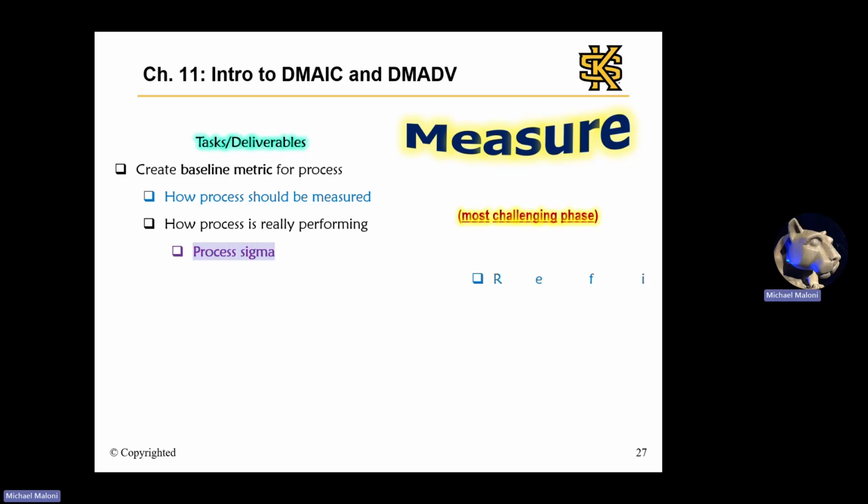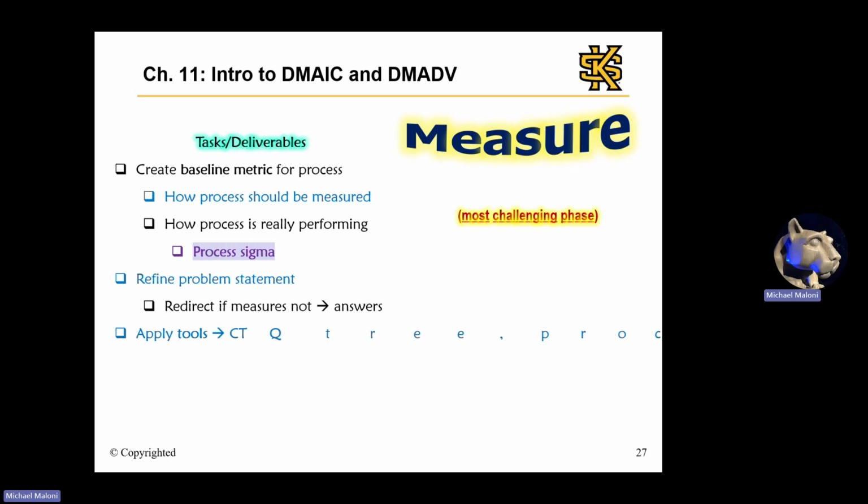We'll also refine the problem statement if evidence points us in unexpected directions. And we may also redirect the team if the initial measures aren't providing sufficient insight into the process. And then we'll apply tools discussed in other chapters, such as CTQ trees and process sigma.